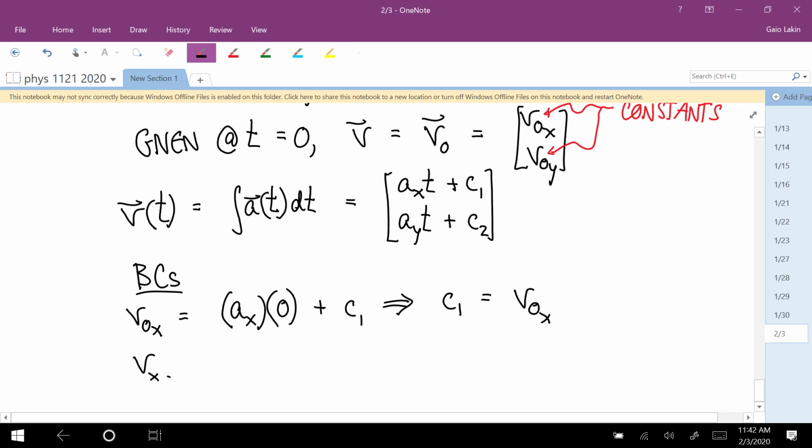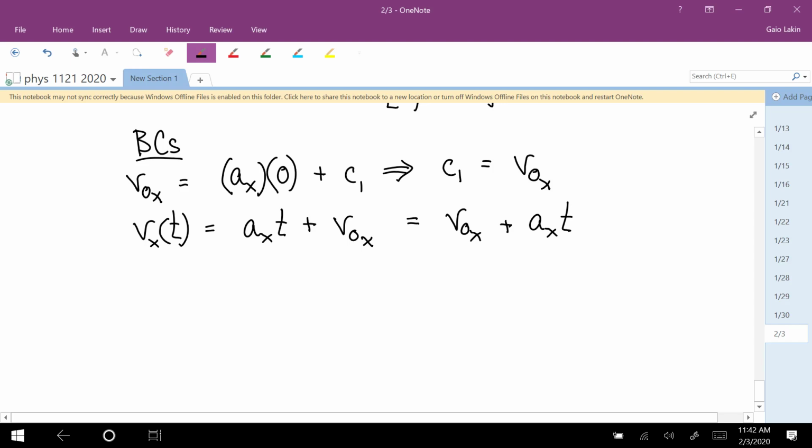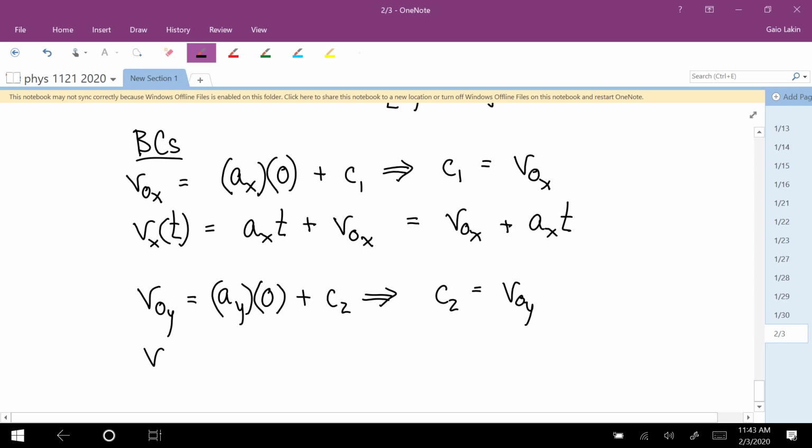In other words, vx as a function of time is axt plus v0x. Usually you see it written in the other order, v0x plus axt. And you probably recognize the form of that equation. And then the boundary condition for y works the same way. v0y is equal to ay times 0 plus c2. So c2 is equal to v0y. And so vy as a function of time comes out the same way: vy is equal to v0y plus ay times t.